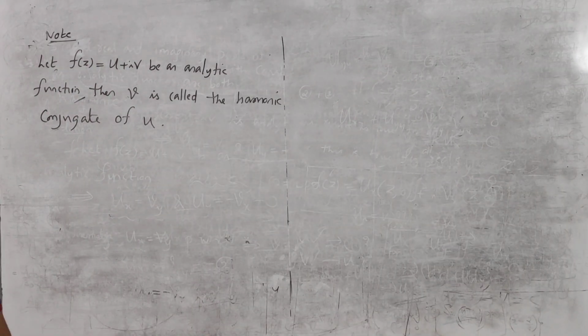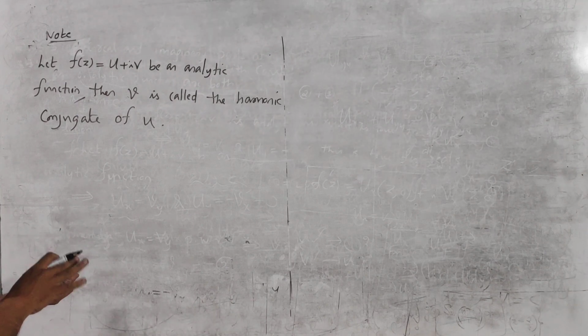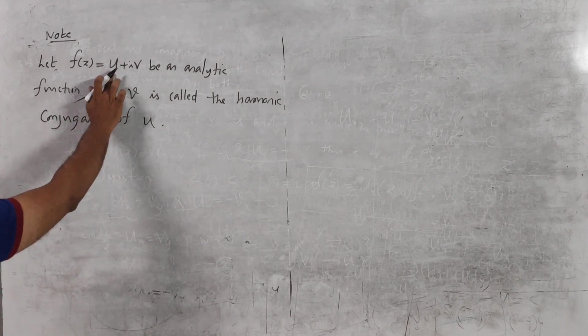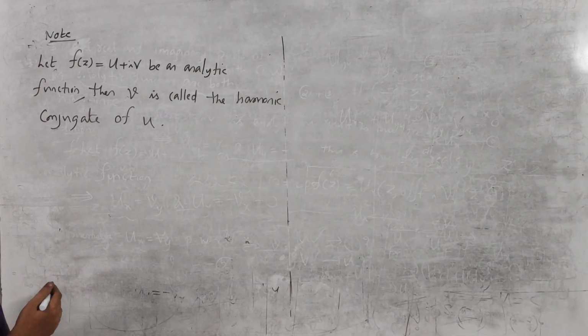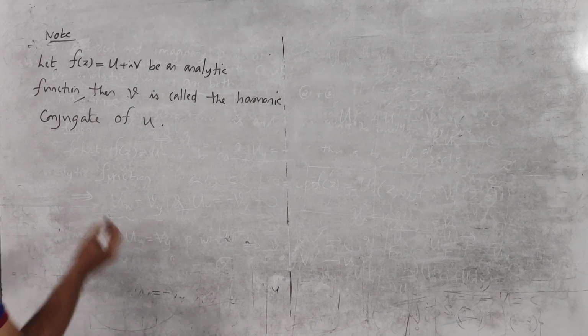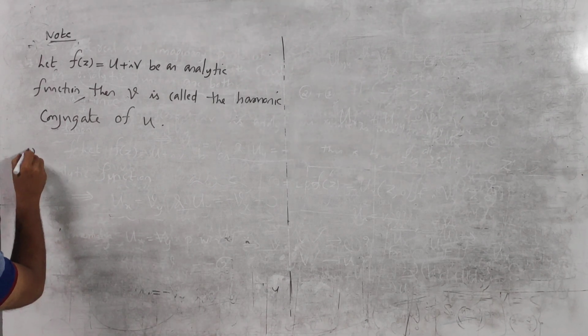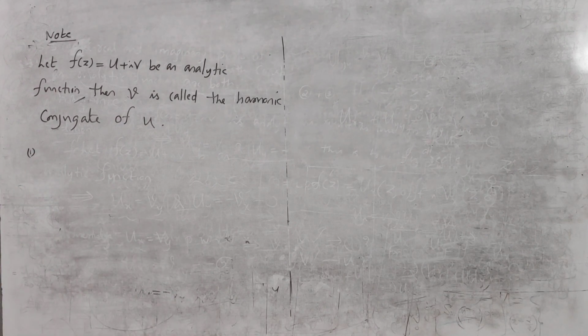The next type of question in your material is where they give u or v, sometimes they give u, and ask how to compute the harmonic conjugate v. This is the next kind of question. In the first problem, there are two methods to answer that question. I will discuss both in the same problem.